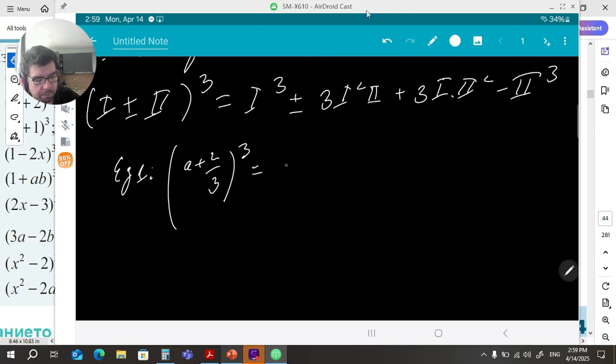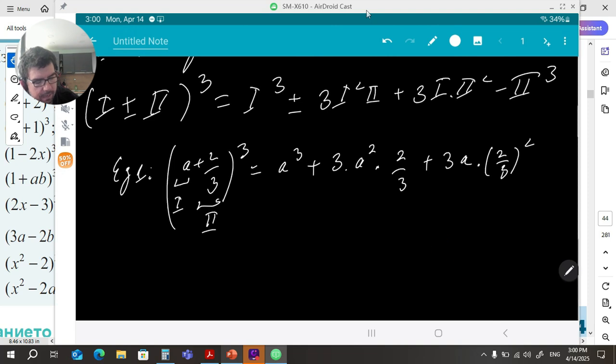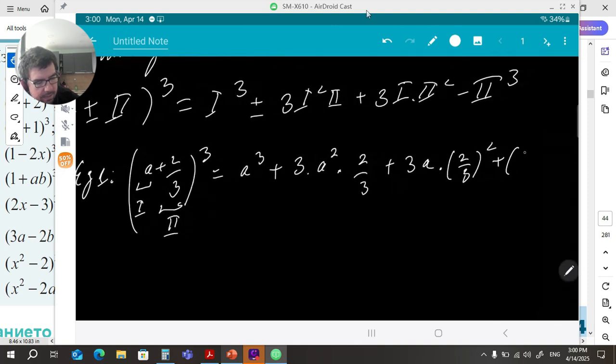So the first to the power of 3, a to the power of 3, plus 3 times the first to the power of 2 times the second one, plus 3 times the first, this is my first here, this is my second, the first times the second to the power of 2, and finally I get plus the second to the power of 3.